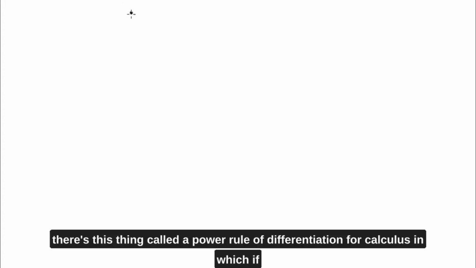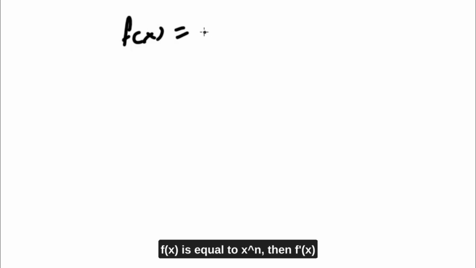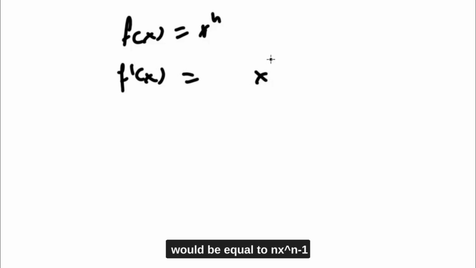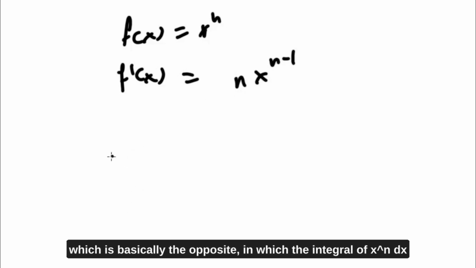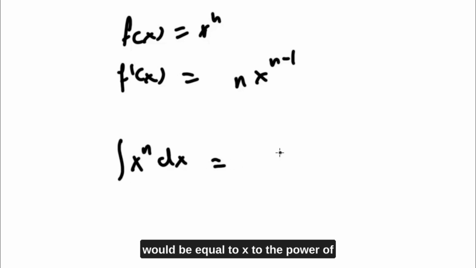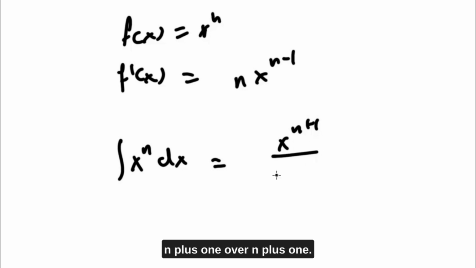There's this thing called the power rule for differentiation in calculus, in which if f of x is equal to x to the n, then f prime of x would be equal to x to the n minus 1 times n. And there's also the power rule for integration, which is basically the opposite, in which the integral of x to the n dx would be equal to x to the power of n plus 1 over n plus 1, and don't forget plus c.